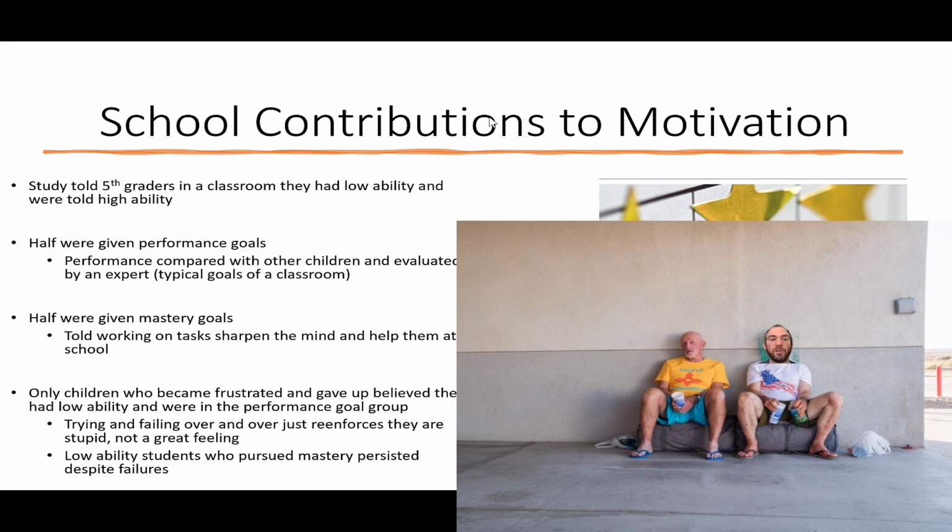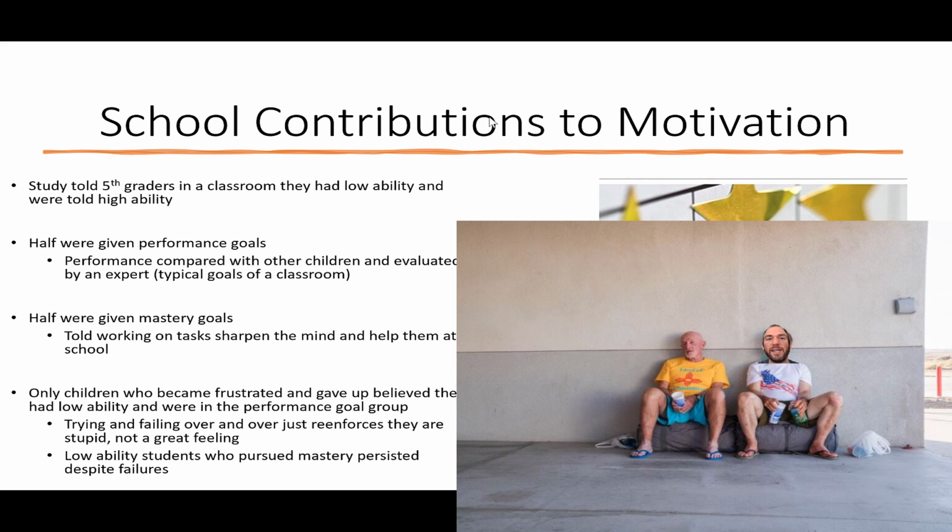And in this example here, the children were told that they have low ability. Half of the children were told they have low abilities, and half were told they have high abilities. And some children were given performance goals. That is, you perform well on this task, and then you're going to be evaluated by an expert. So kind of a typical classroom setting.